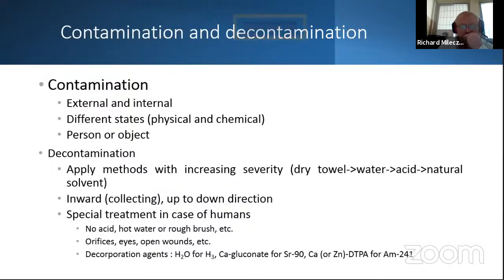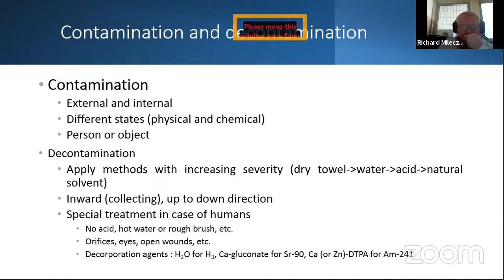Of course, humans are special, or to be precise, living things are special. When it comes to them, you can't just use anything you want. For example, acids and wire brush are off limit. Even hot water is a problematic thing because it opens up pores, allowing radioactive materials to get down under the skin.